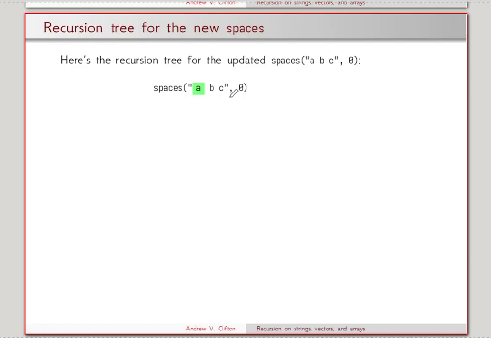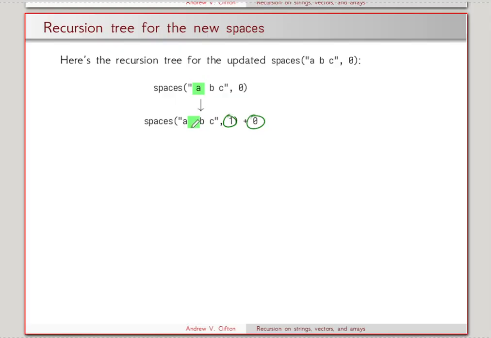So here's the recursion tree for the updated spaces function. I've highlighted the character that i is looking at, so this is i over here. i is 0, so we're looking at index 0. That's not a space, so we're going to add a 0. And then we increment i. The string is the same here and here.